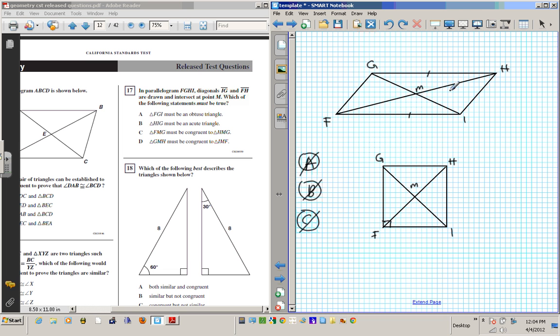And parallel lines, congruent transversal. We know that this angle right here is congruent to that angle. Alternate interior angles. That angle right there is congruent to that angle. Alright, so you have ASA right there. This triangle right here is congruent to this triangle.